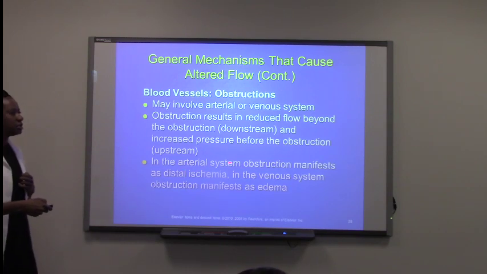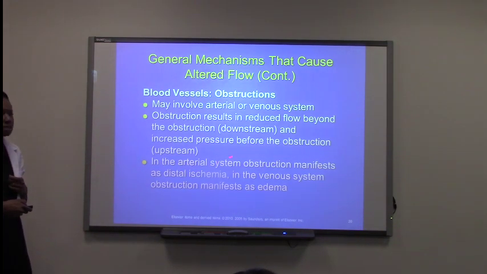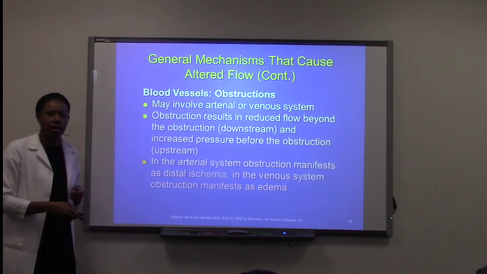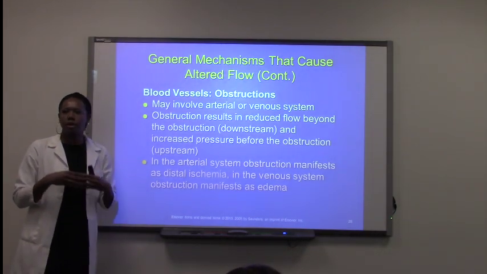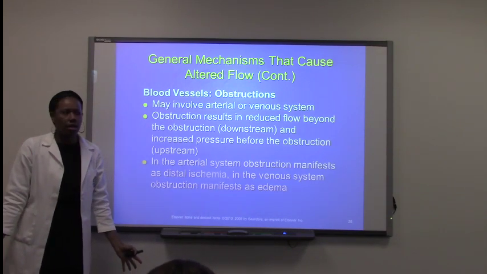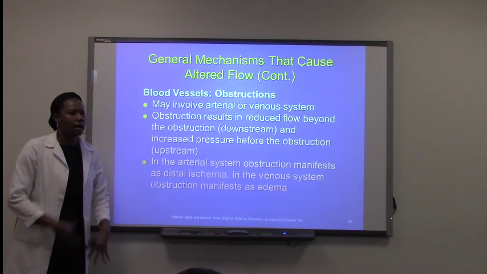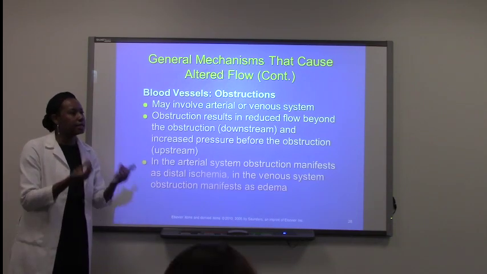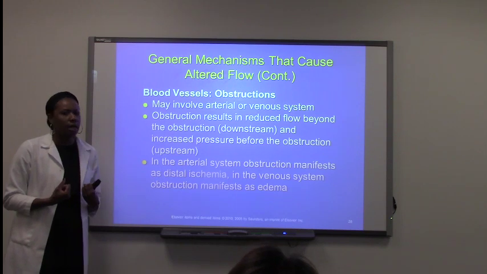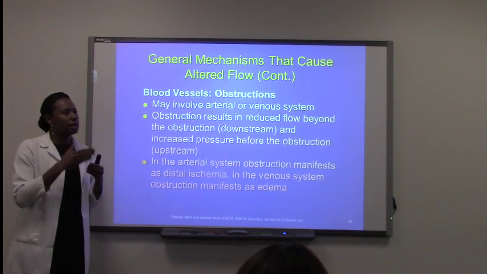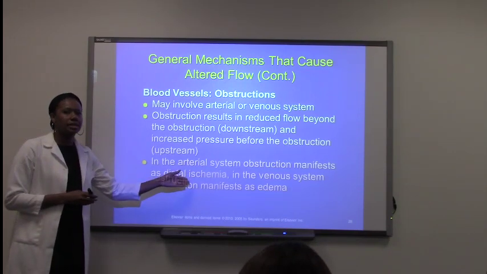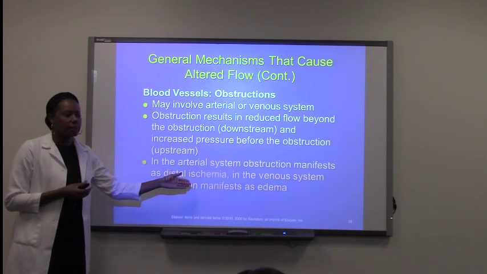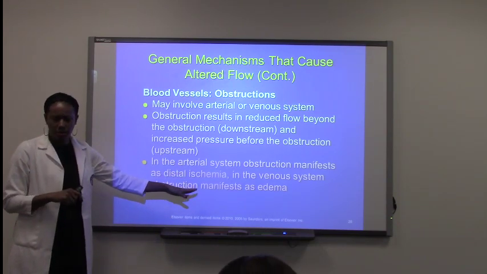Now, arterial system obstruction manifests as distal ischemia, whereas venous will manifest as edema. Let's understand that. Why? If we have arterial blood, this blood flow goes to where? Not just the heart, but the body. So everywhere in the body, all organs and tissues get this nice, rich, oxygenated blood. If we lack that nice, rich, oxygenated blood getting to organs and tissues, it will lead to what is called an ischemia at the tissue level, which I think we went over before.